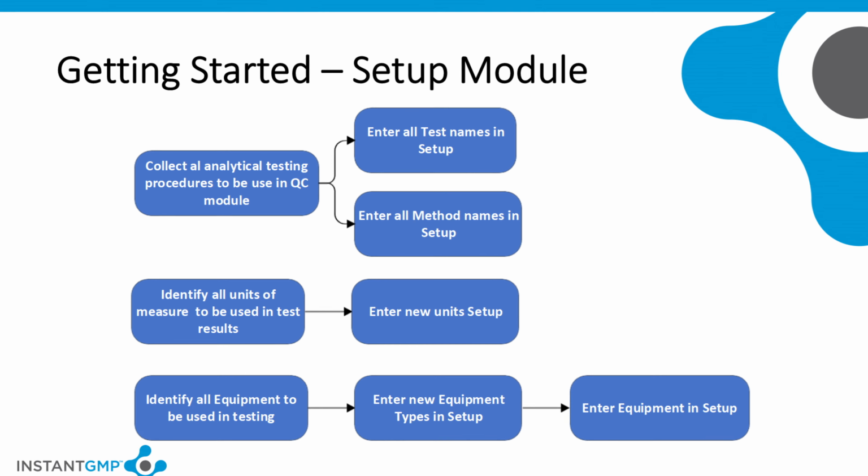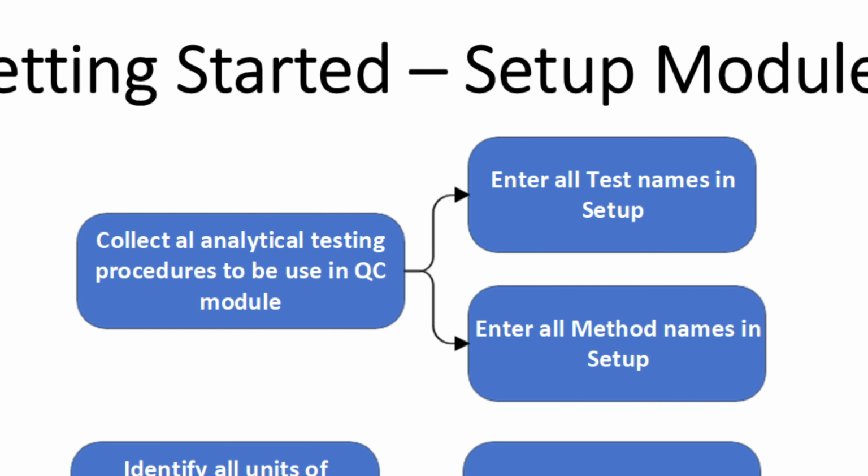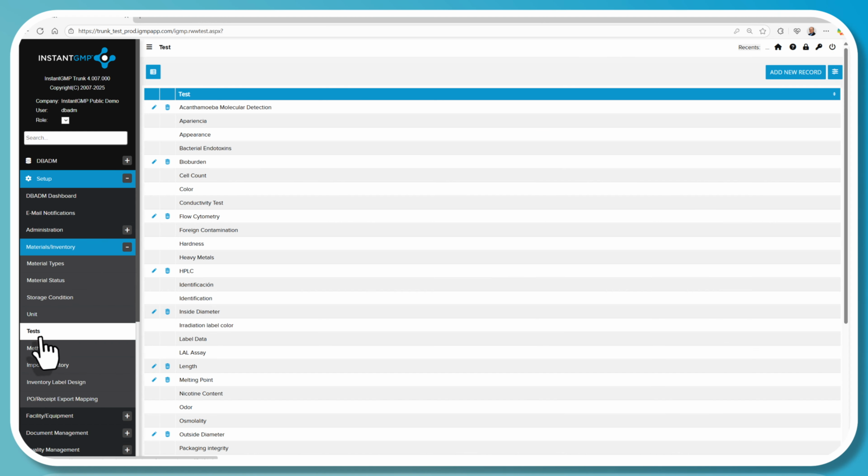We'll start by entering the test names and method names. These form the building blocks of your quality control program. Each test and method must be entered before they can be assigned to any specifications or protocols later on.